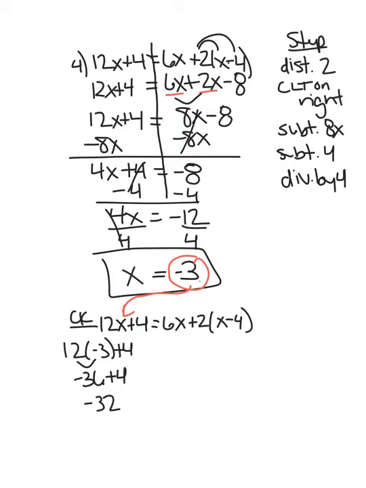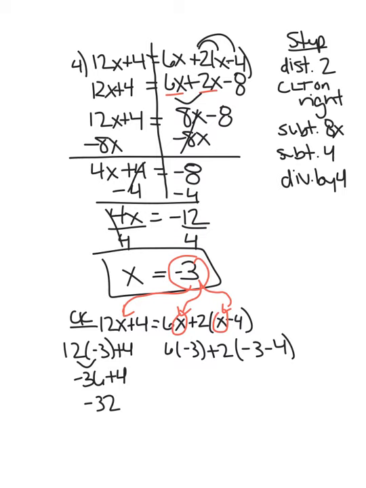Then we have to take that negative 3 and plug it in on the right, which means it has to go into two places on the right, right? There's an x here and there's an x there. So let's go ahead and write that out. So I have 6 times negative 3 plus 2 times parentheses, negative 3, minus 4.